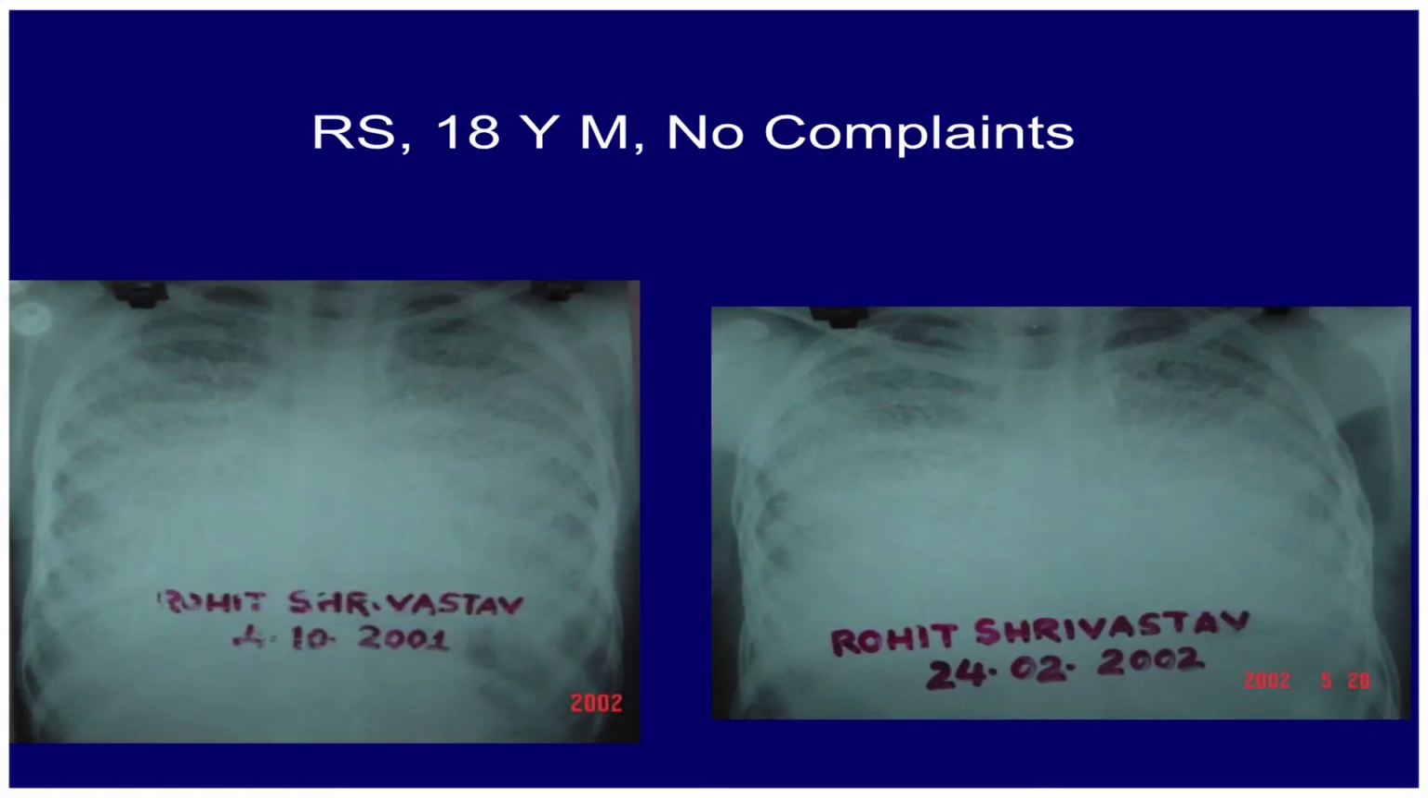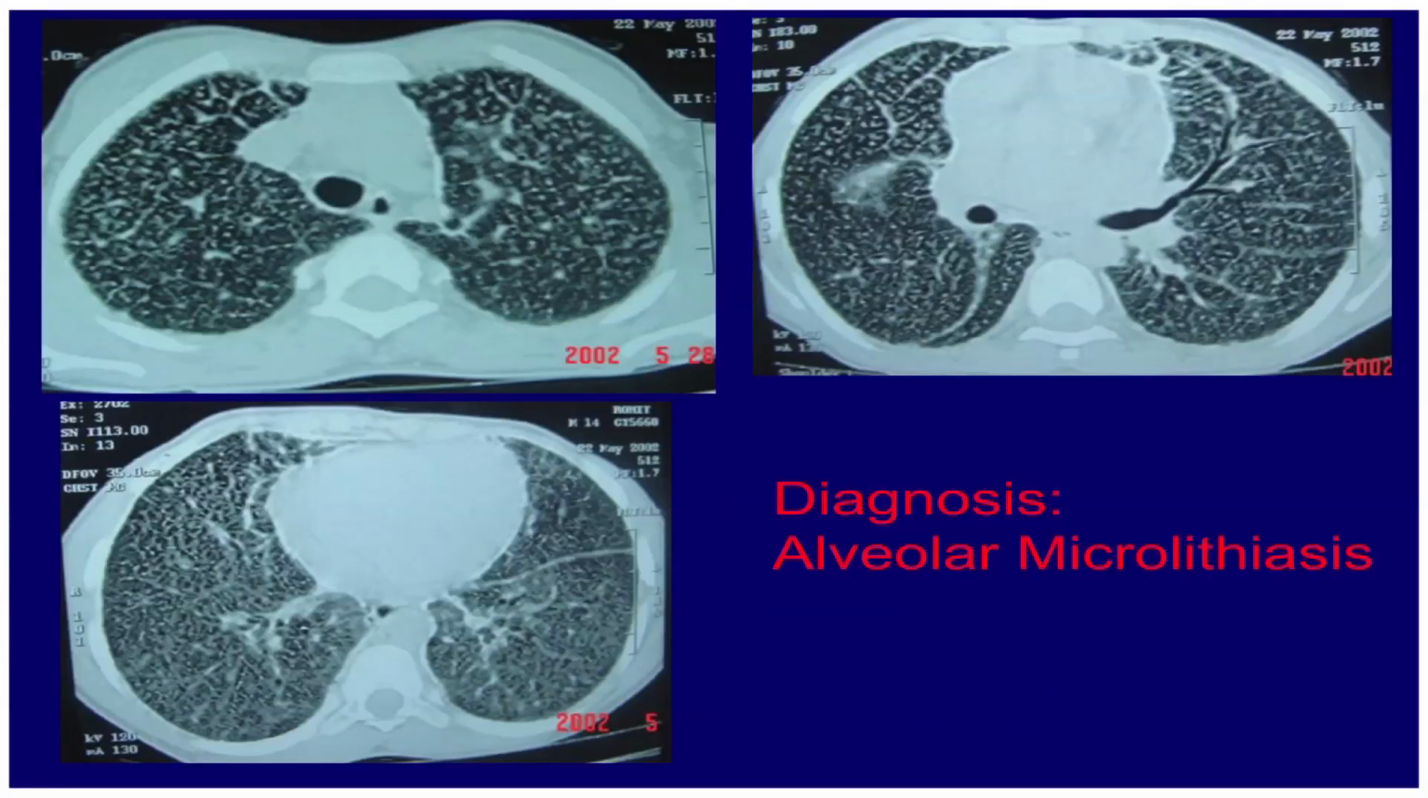When I saw the X-ray, I was also surprised. Bilateral haziness is present, and if you see carefully, you find small, very hard foci throughout the lung, and this case was diagnosed. If you see the CT picture, small nodules of high density, and this was diagnosed as alveolar microlithiasis.